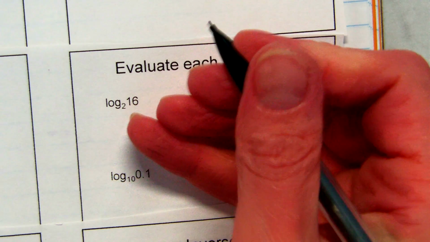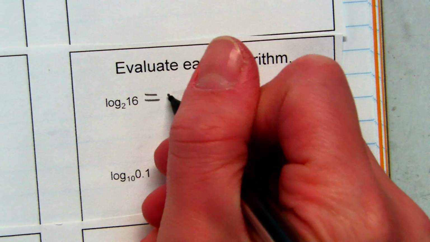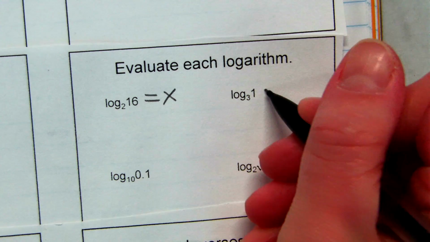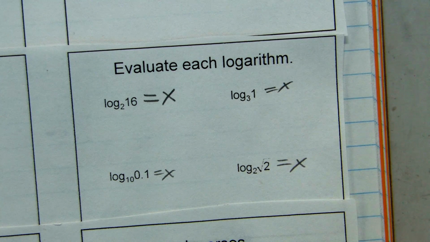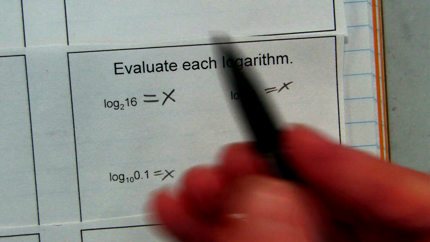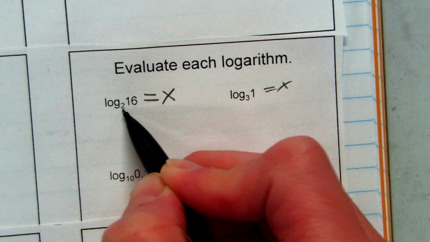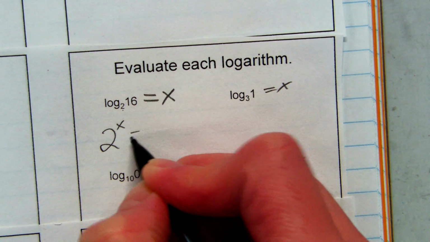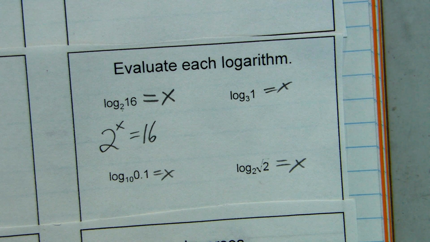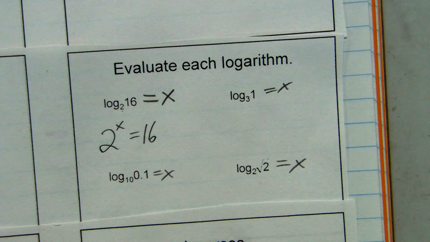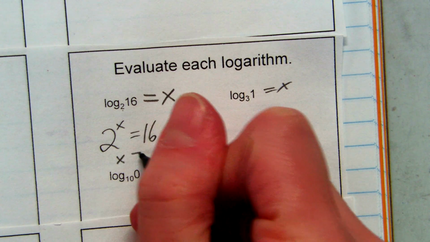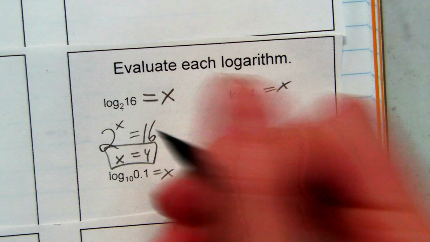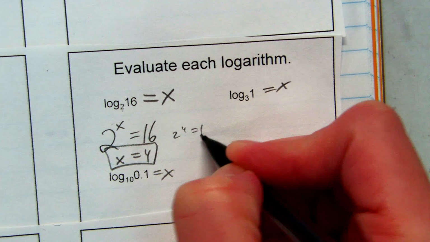So on each of these, we're going to put equals x. Okay, so we're going to make this into an equation, and we're going to solve it by putting it into exponential form. So then I have 2 to the x power equals 16. I just have to figure out how many times I have to multiply 2 to get 16. So 2 times 2 is 4, and then 4 times 2 is 8, and then 8 times 2 is 16. So yes, it would be 4. So x comes out to be 4 because 2 to the 4th is 16.